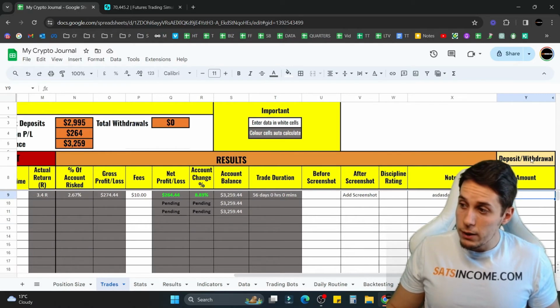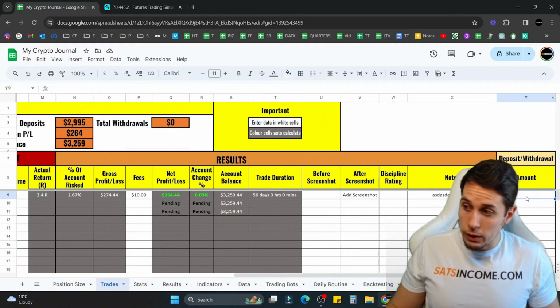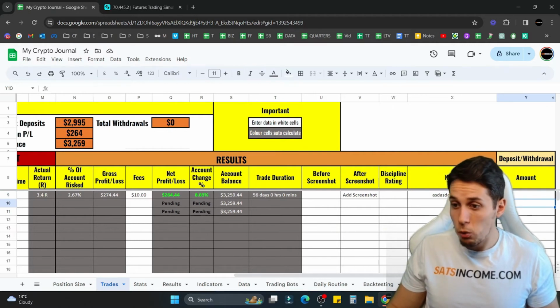The last column here is for deposits and withdrawals. You use this column only when you deposit money to your trading account or you withdraw money, right? I'm going to show you how to do that later on.